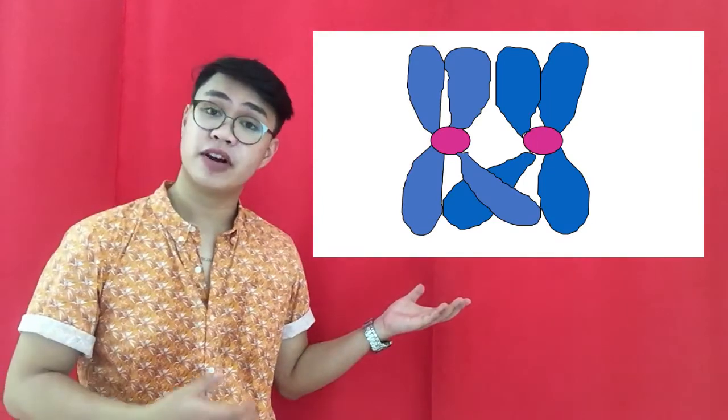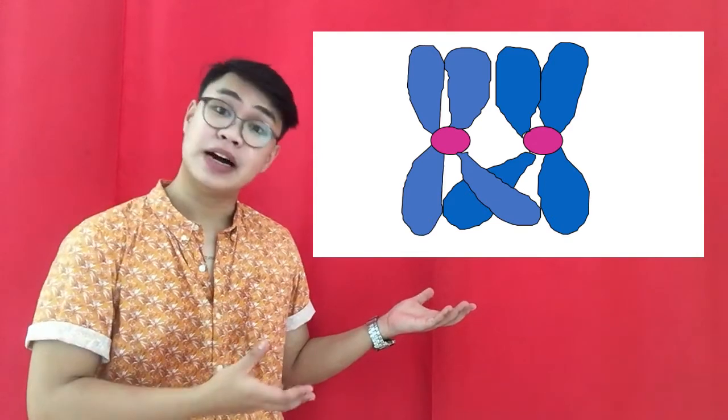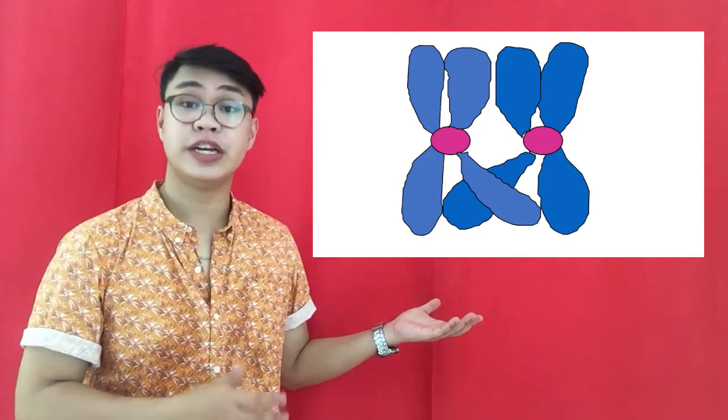The crossing over provides variation in humans as well as in animals or even in plants. Now let us summarize the events in prophase 1. Chromosomes become visible, the nuclear envelope breaks down, synapsis occurs and tetrads form, and crossing over occurs in the chiasmata.